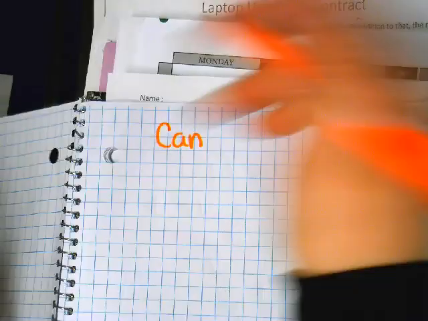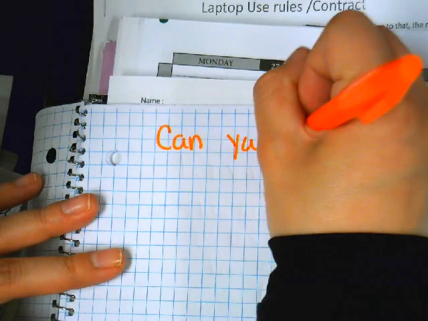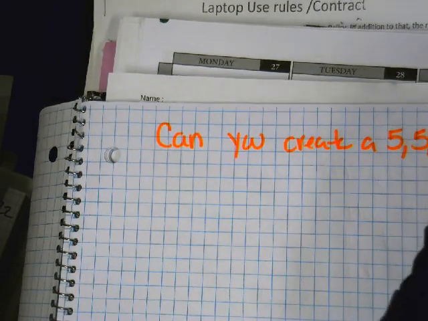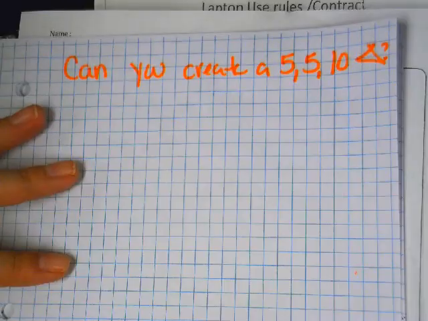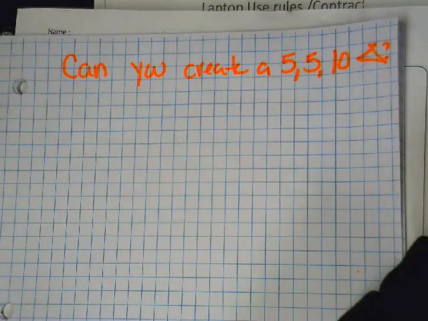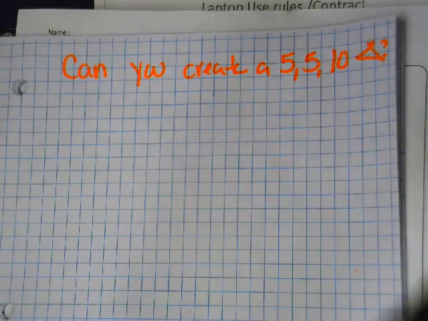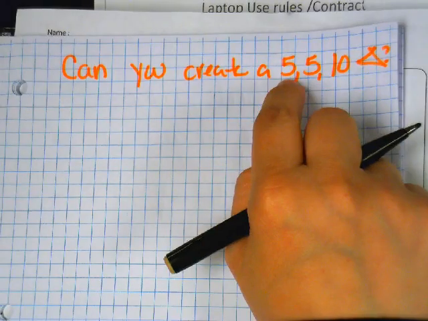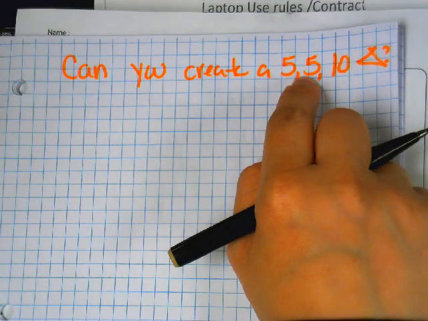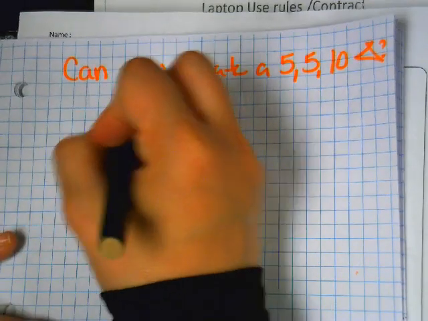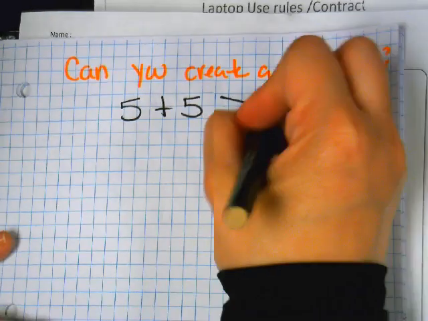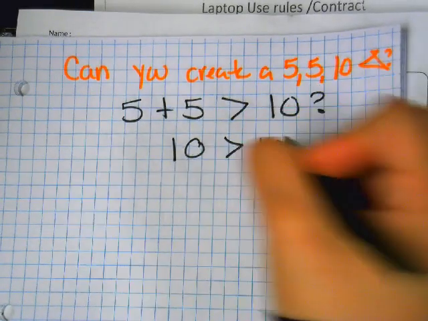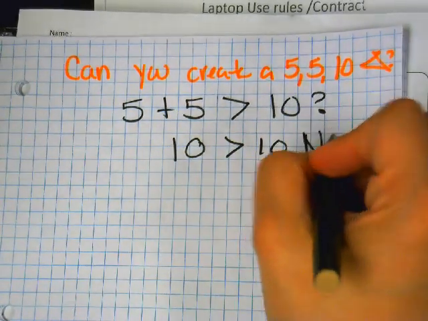Can you create a 5, 5, 10 triangle? No. It'd be equilateral. So that's exactly no. You can't. If we could, it would be isosceles, right? Not equilateral. Okay, so is 5 plus 5 greater than 10? Nope. Is 10 greater than 10? No. Equal. It has to be bigger.